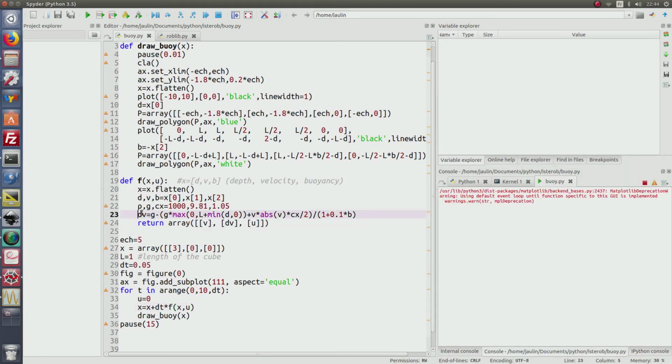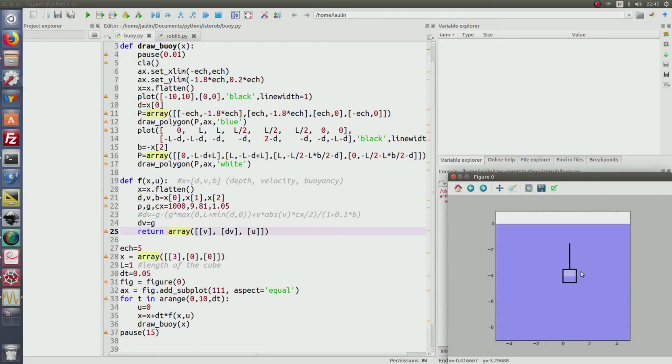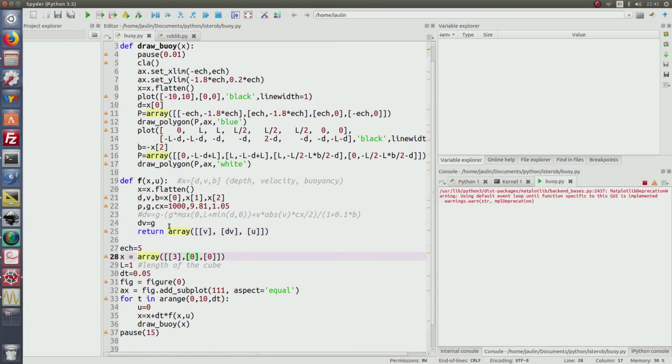Now I will try to change this formula to have a better understanding. If I put only the gravity, so it means that I have only the gravity force, so no Archimedes force and no friction with the water, we will see that it goes down and accelerates as if I were in empty space. Okay, which is rather normal.